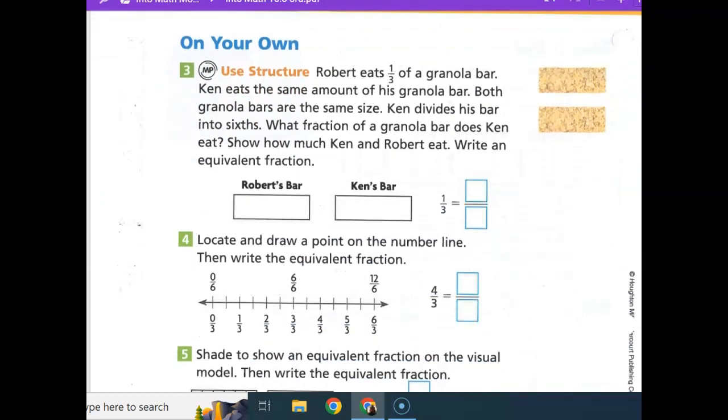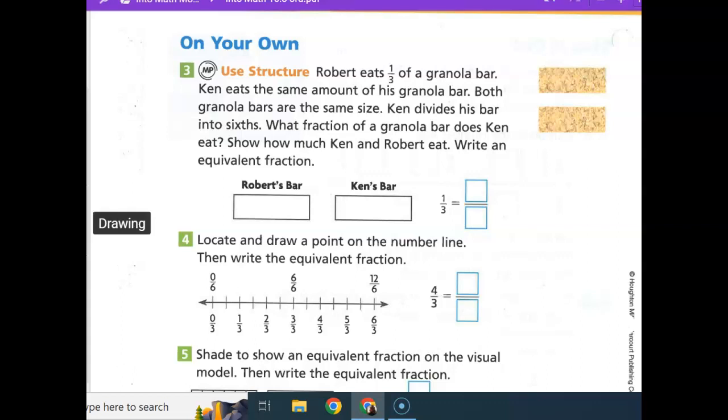Robert eats 1/3 of a granola bar. Ken eats the same amount of his granola bar. Both granola bars are the same size. Ken divides his bar into sixths. What fraction of the granola bar does Ken eat? Show how much Ken and Robert eat.